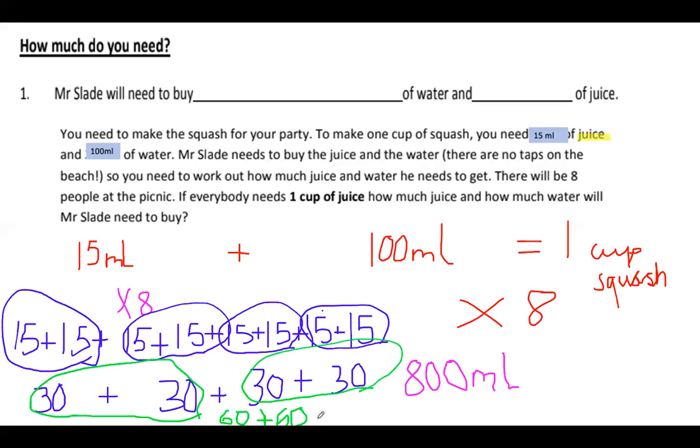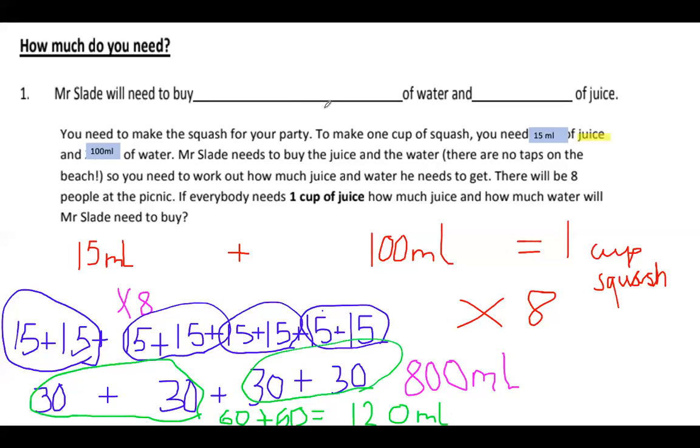And again, here you can use your double facts. Look at your ones, 0 plus 0 in your ones. So I'm going to have 0 ones. Now look at your tens, 6 plus 6. Well, I know that that's 12. So I'm going to actually have 120 altogether in my place value, all right? So I know that he needs 120 milliliters of juice. And now I'm going to stick these answers up here.